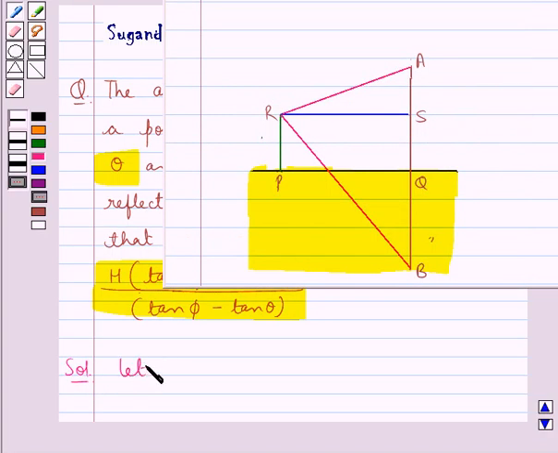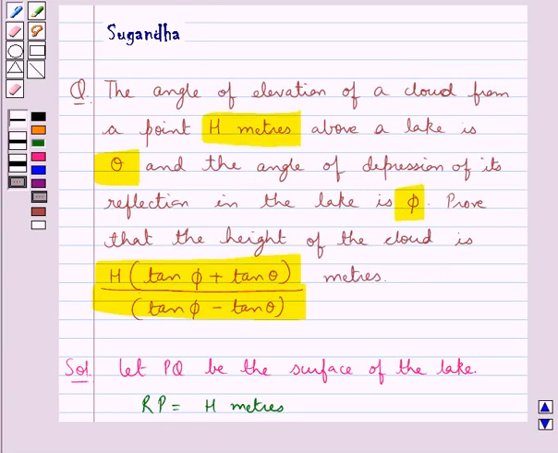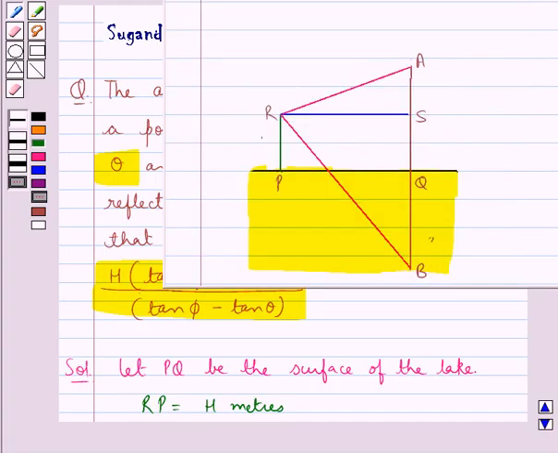Let PQ be the surface of the lake, and we have taken a point R vertically above the point P, such that we have RP is equal to h meters, as in the question it's given that there is a point h meters above the lake. So we have taken that point as point R, and we have RP is equal to h meters.